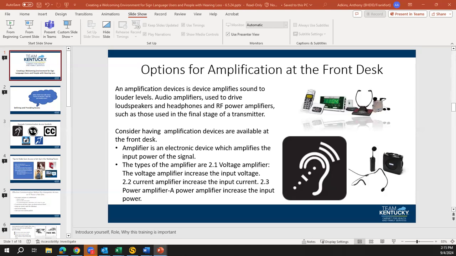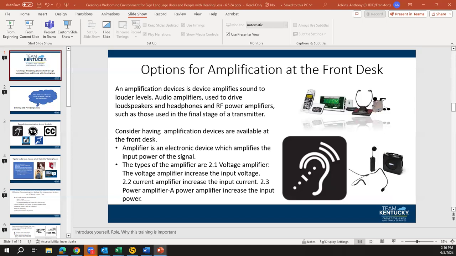And there are two different types of amplifier. There's a voltage amplifier, which increases the input voltage, and then there's the current amplifier, which increases the input current. The power amplifier increases the input power. So there are three parts to that amplification that we were just discussing.